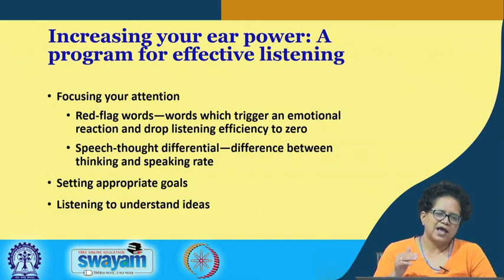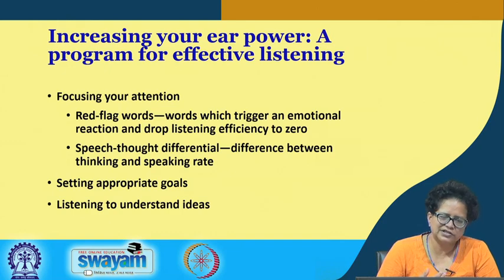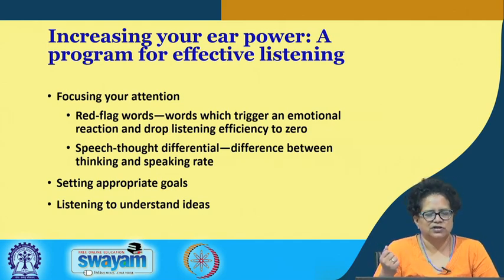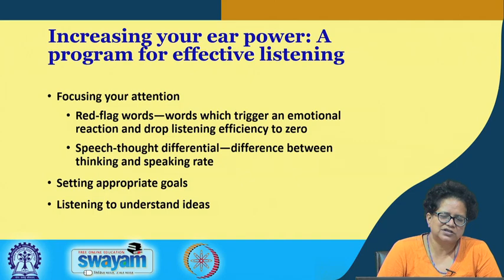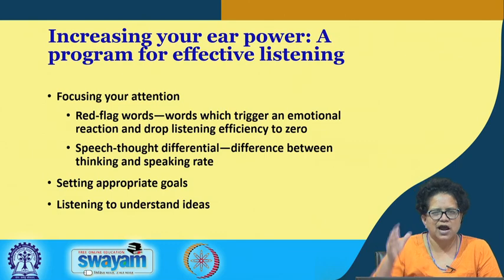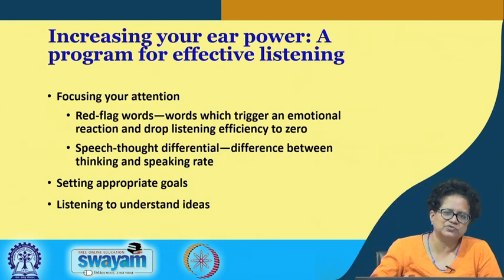How do you have a program by which you can become an effective listener? The first is to focus your attention. When you focus your attention, you would look for two types of words, and these kinds of words are called red flag words. Why we call them red flag words is because they are defined as words which trigger an emotional reaction and drop listening efficiency to 0.